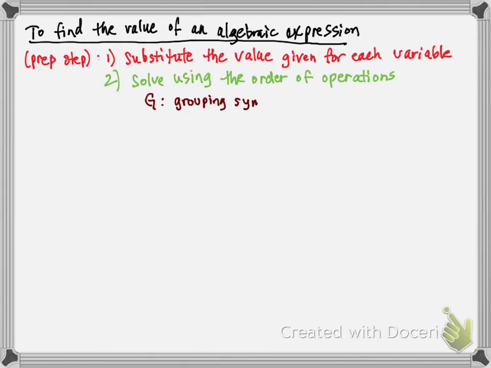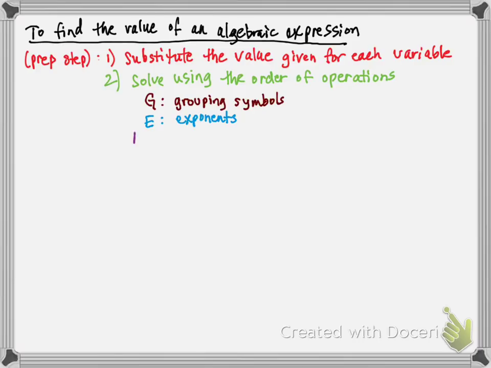And so that includes, if you remember from the notes from yesterday, parentheses, brackets, braces, fraction bar. And then we had exponents. So E for exponents. They take the second priority. And remember, if you have grouping symbols, then whatever math you have inside the grouping symbols, you also follow the order of operations.